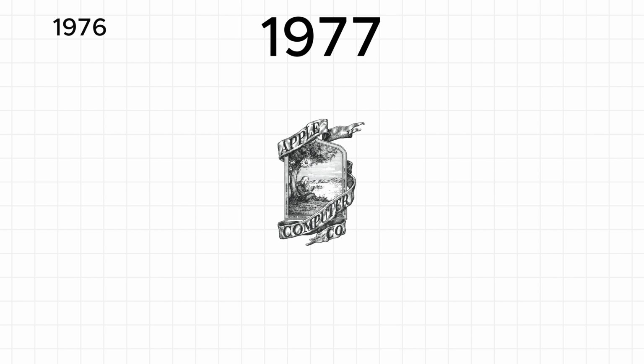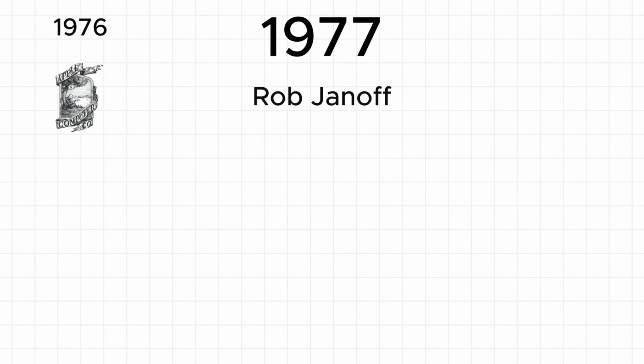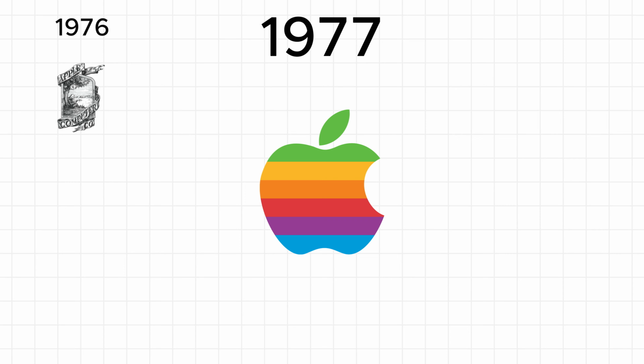Jobs commissioned Rob Janoff, a young art director, to create a new logo. Janoff came back with a simple, bitten apple shape, a minimalist icon that was easy to recognize and incredibly versatile. The bite in the apple wasn't accidental. Janoff added it to distinguish the apple from a cherry or a tomato in silhouette form, and it also had a playful reference to bite, a nod to computer terminology.